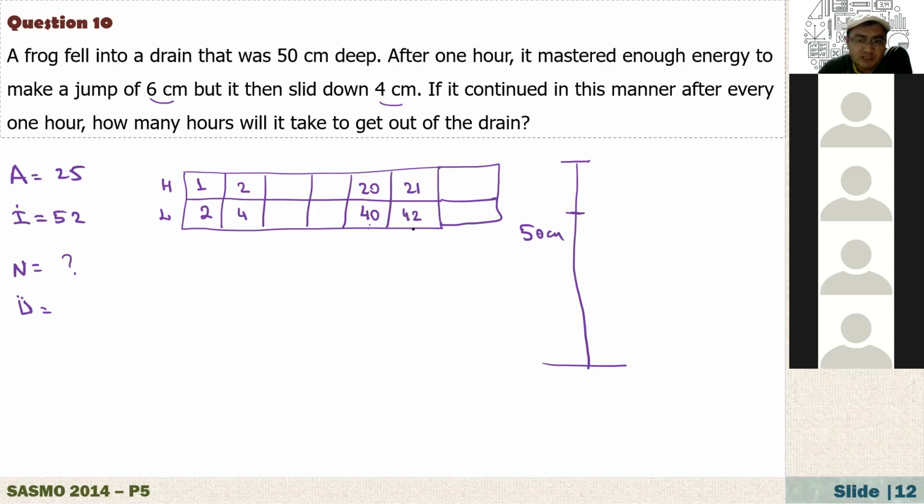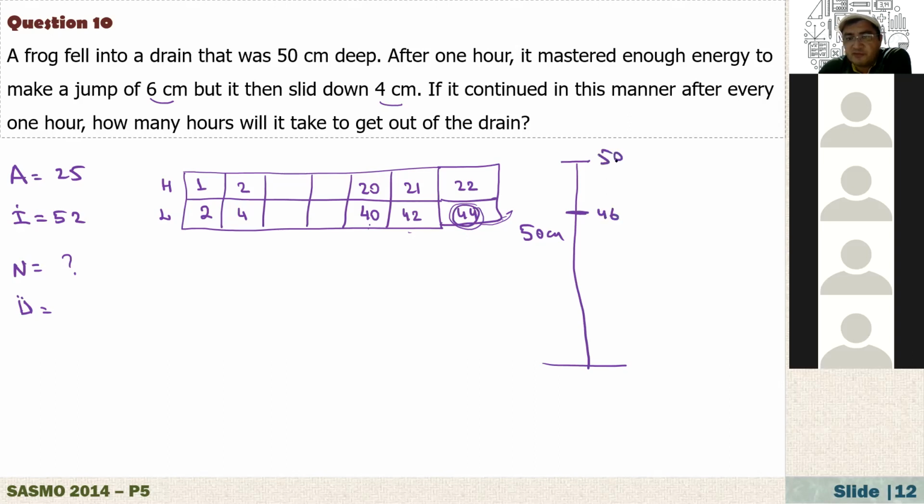Now again, 42 centimeters high. He jumps again 6 centimeters, 48, still not at the top. 48 minus 4, right? After 22 hours, it will be 44 centimeters high, right? Now that is an important point. Look, after 1 hour, at what height will he be? Suppose that this height is 46.